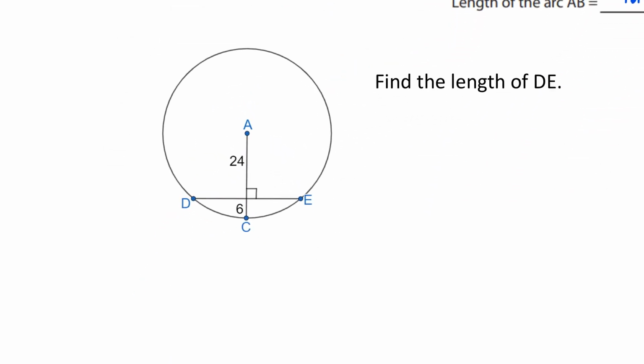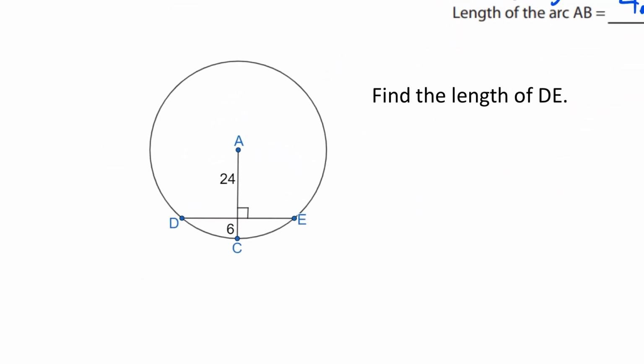Okay, next one says find the length of DE. All right, so we got to think about this. How far is it all the way from A to C? Okay, it's 24 from here to here, then there's another 6. So how long is that whole thing? Is 30, right? So on this circle, the radius is 30 units long because it's 24 plus 6.